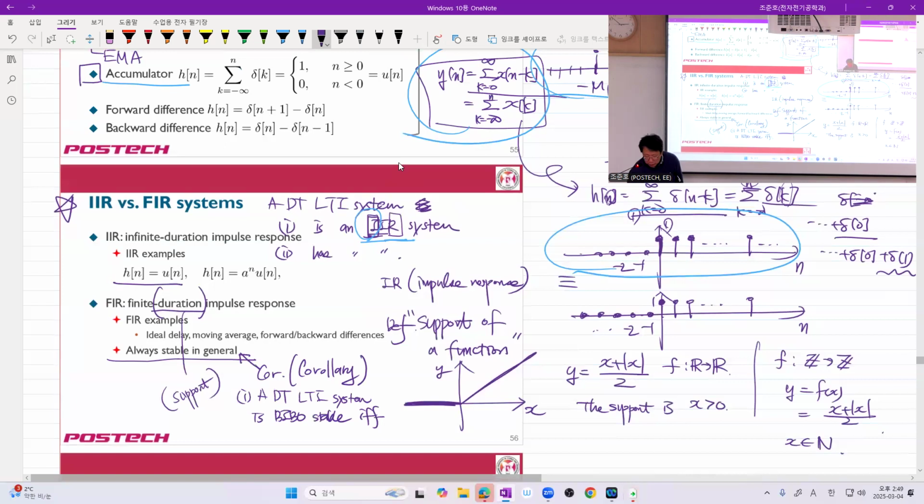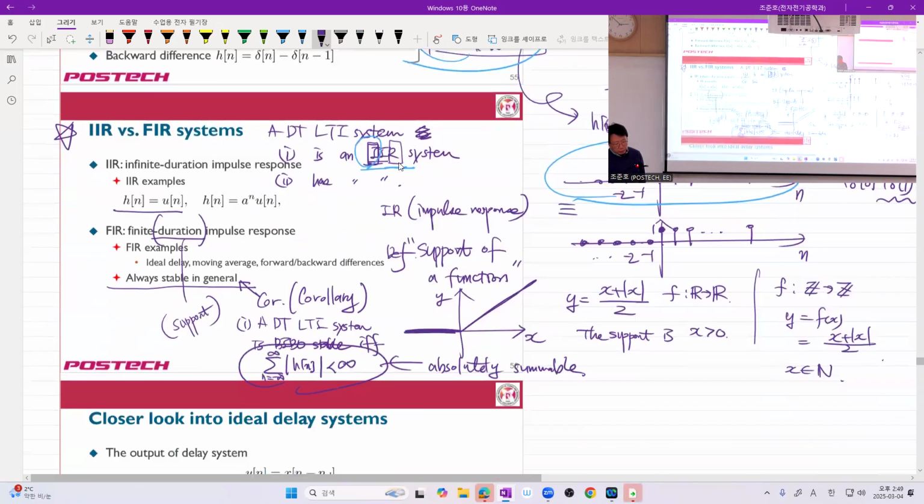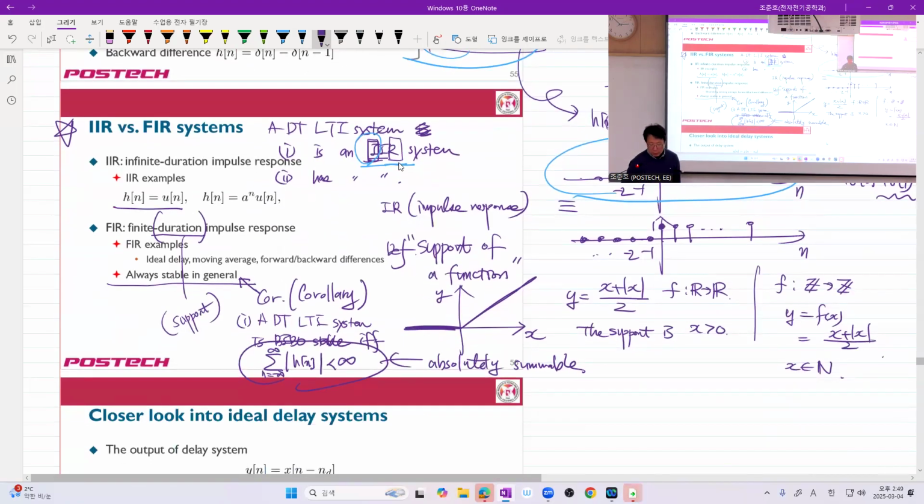A DT LTI system is BIBO stable if and only if its impulse response is absolutely summable. So the absolute value, when summed, is finite. This is called absolutely summable. And here goes the definition.